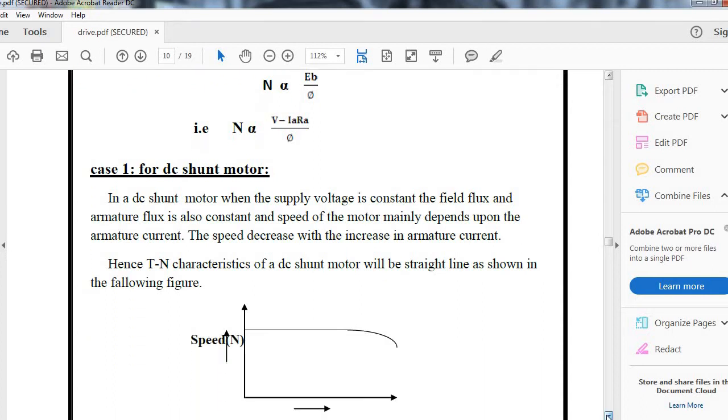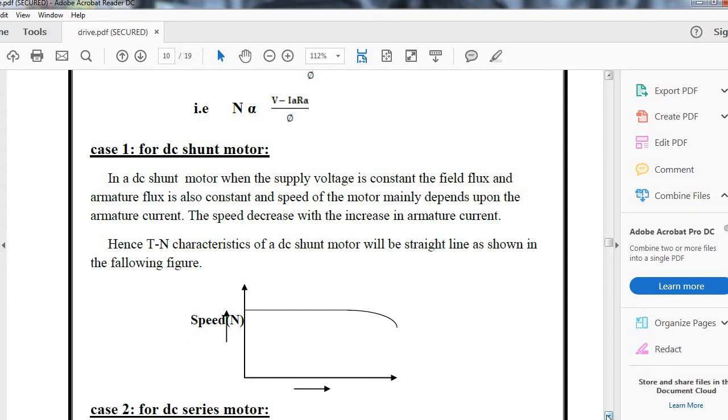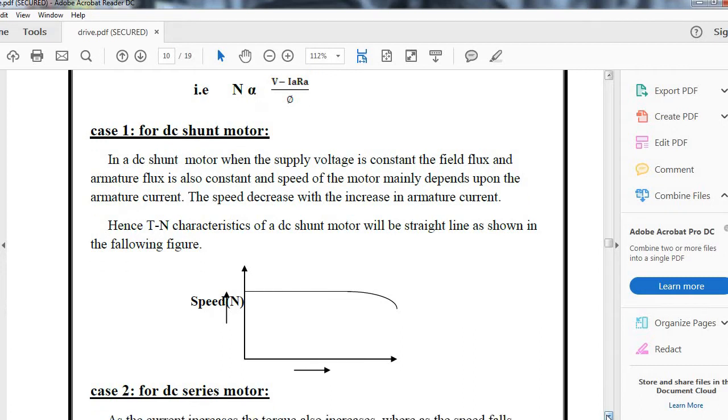Therefore, with the following figure, we can see the torque speed characteristics of a DC shunt motor, which will be a straight line. Irrespective of the torque, speed is nearly constant for a DC shunt motor.